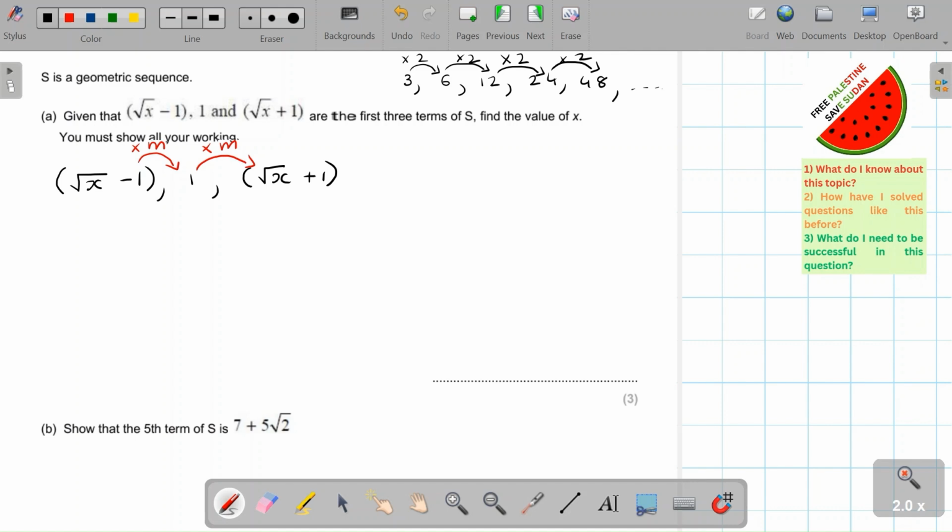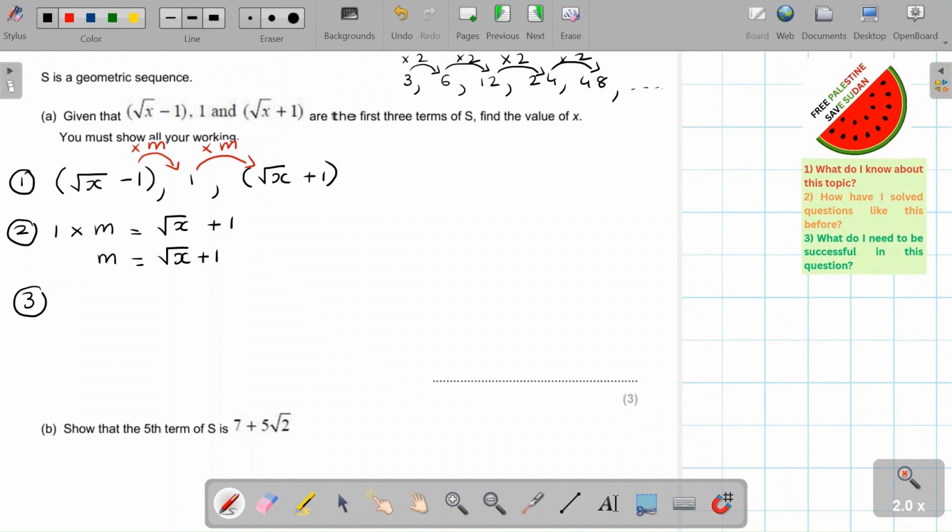Now, from what we know with our factors and multiples, whenever you multiply 1 by any number, you get that number itself. So I'm going to set up an equation. 1 times m is equal to root x plus 1, which means the value of m, because 1 times m is m, will be equal to root x plus 1. So that's the first point.